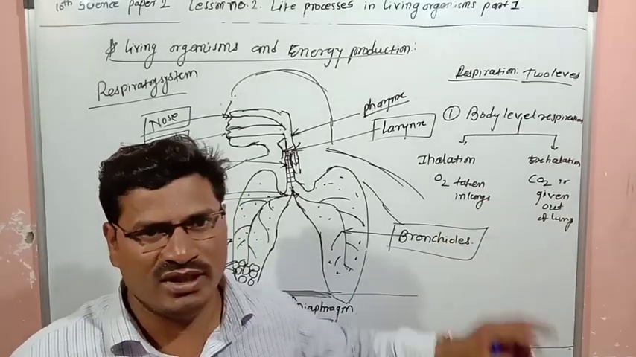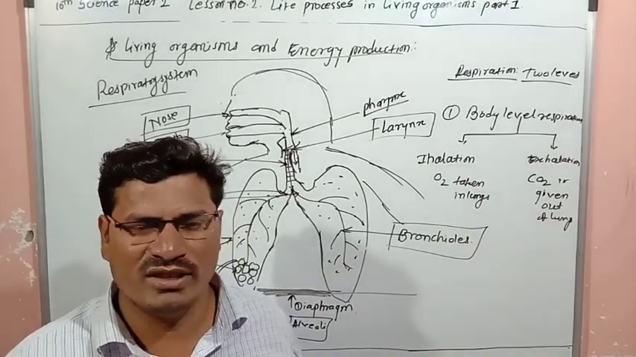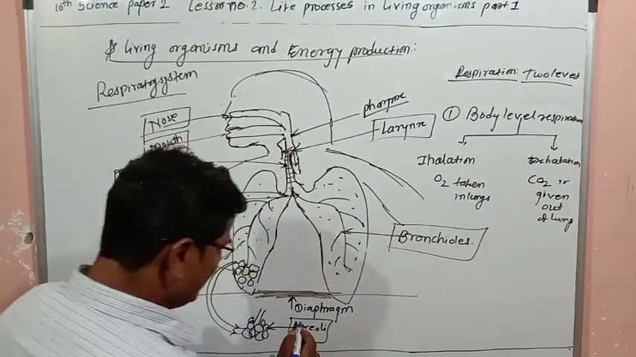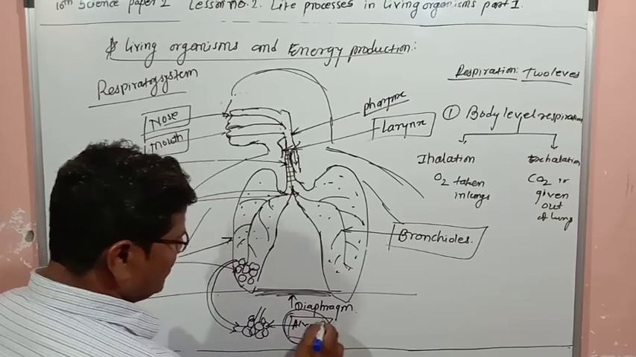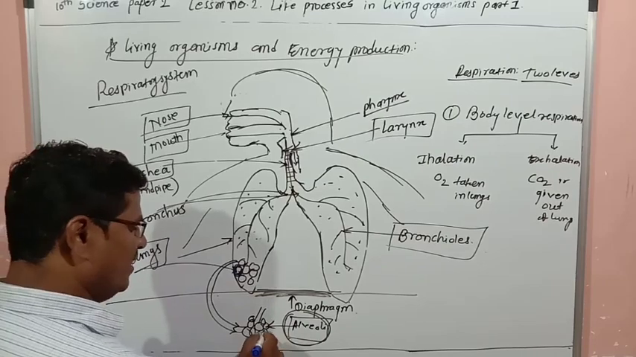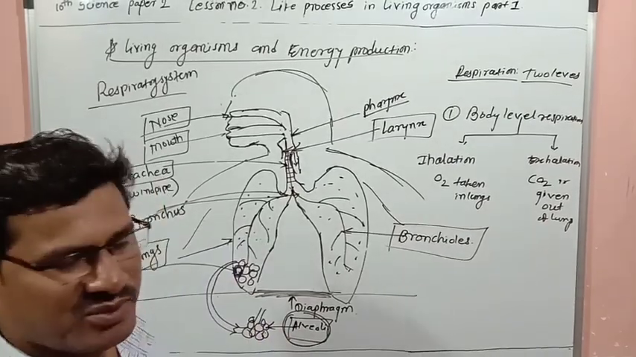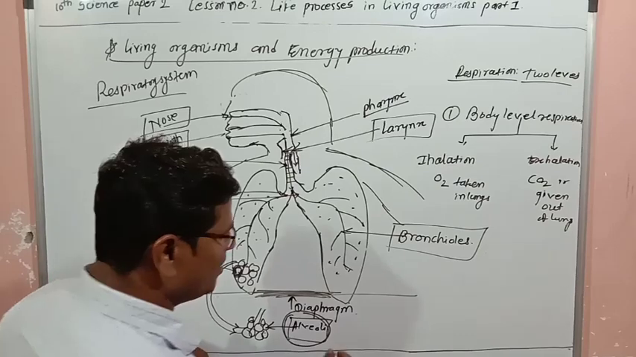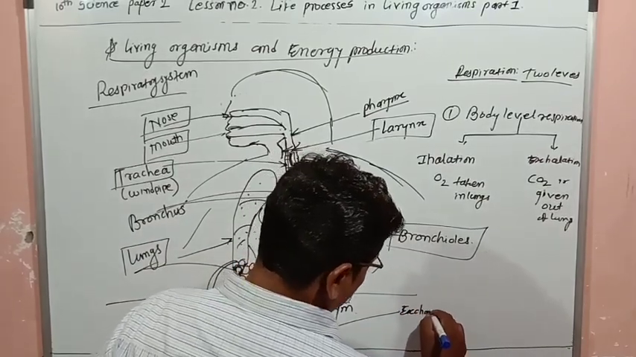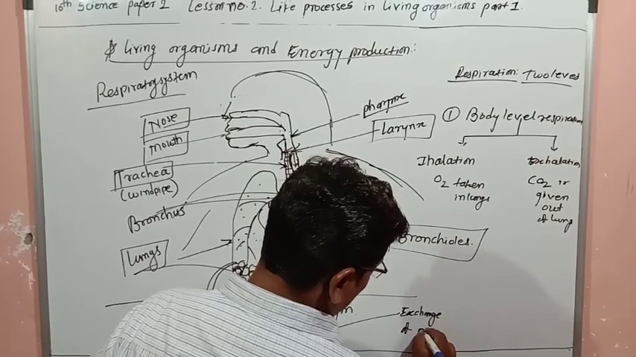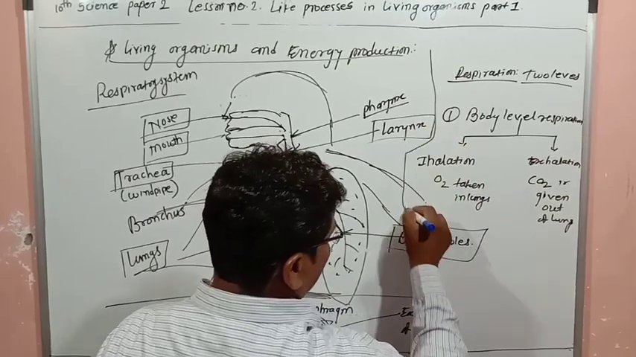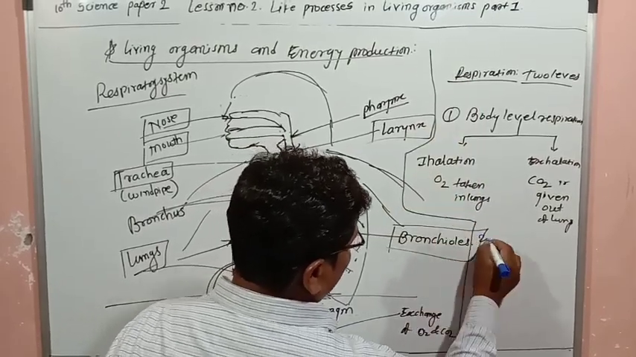After that, exchange of gases also takes place in the alveoli. These alveoli are sac-like, small round structures present inside the lungs. The function of the alveoli is the exchange of gases, the exchange of O2 and CO2. So this is body level respiration, and after that the next one is there.